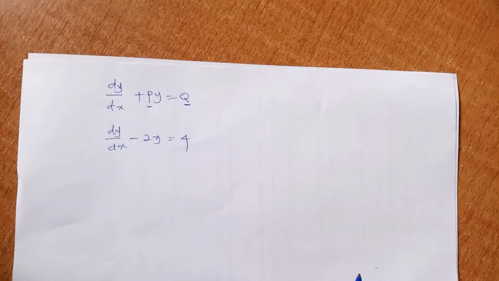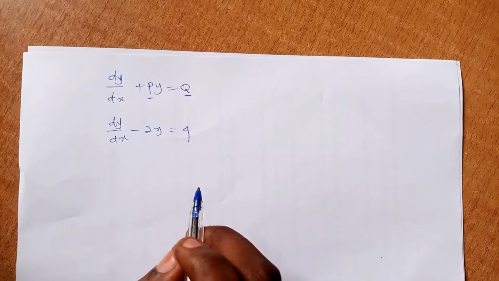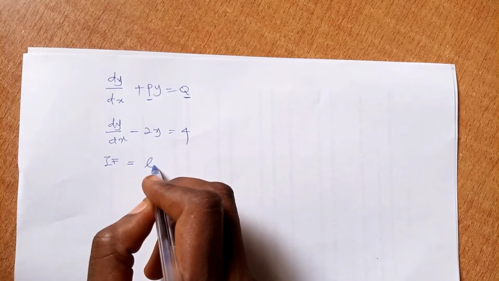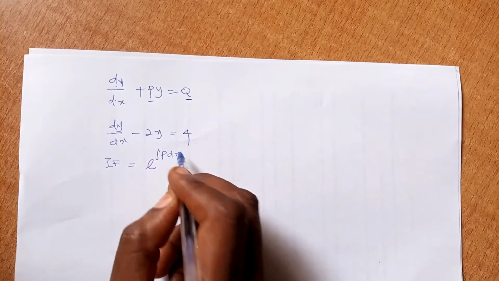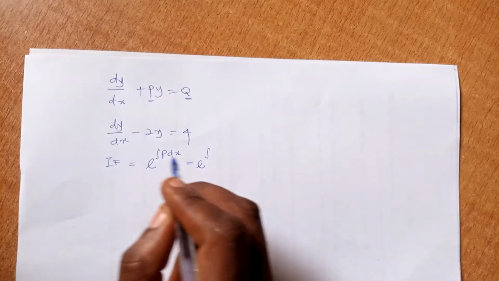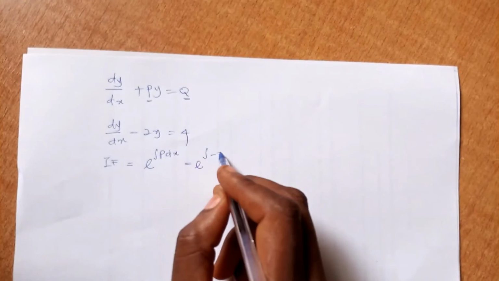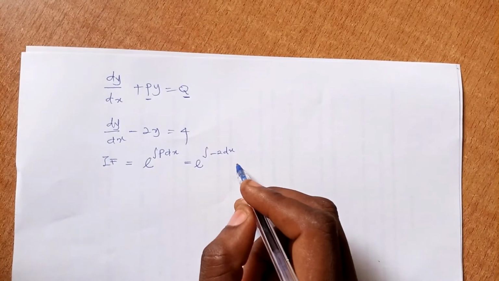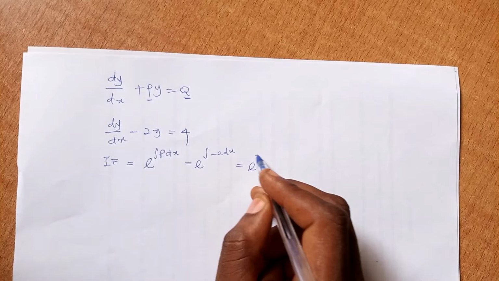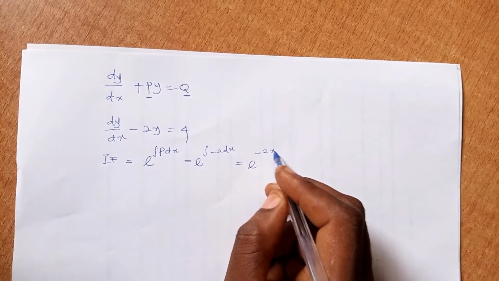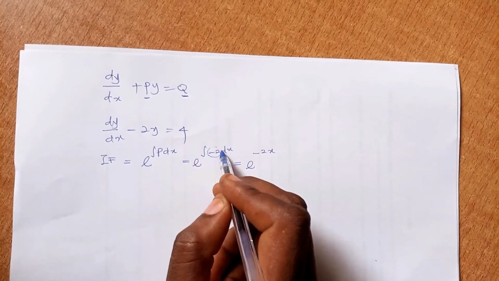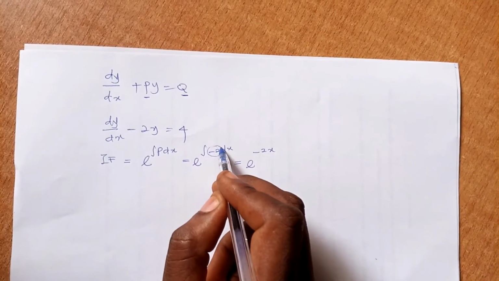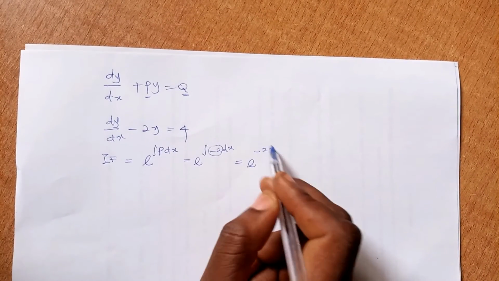Now, let's assume that we want to solve this problem. Normally, what we are supposed to do is look for what is called the integrating factor, which is the same thing as the exponential of the integral of p dx. In this case, p is minus 2, so we have the integral of minus 2 dx. This is the same thing as exponential minus 2x, because if you integrate minus 2, what we have is minus 2x. So this is the integrating factor.